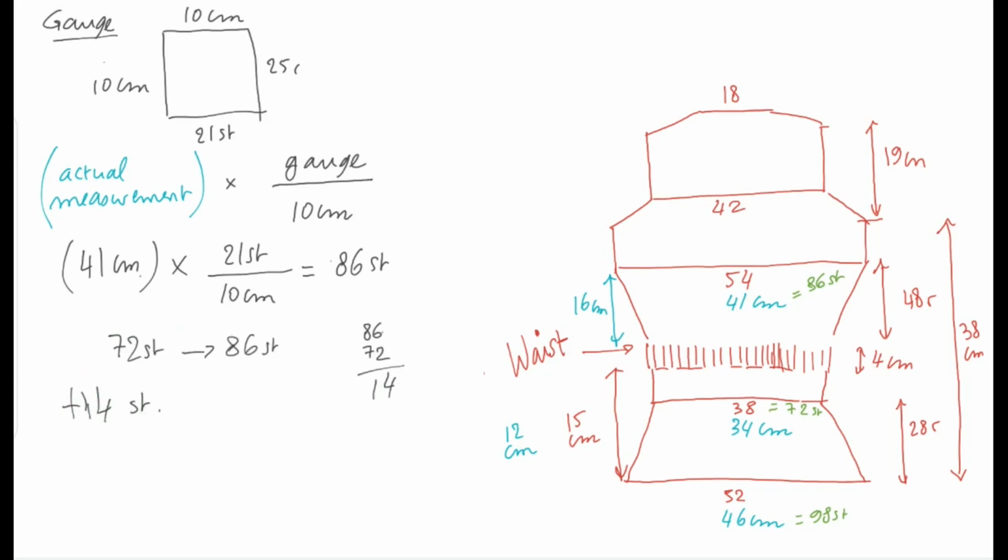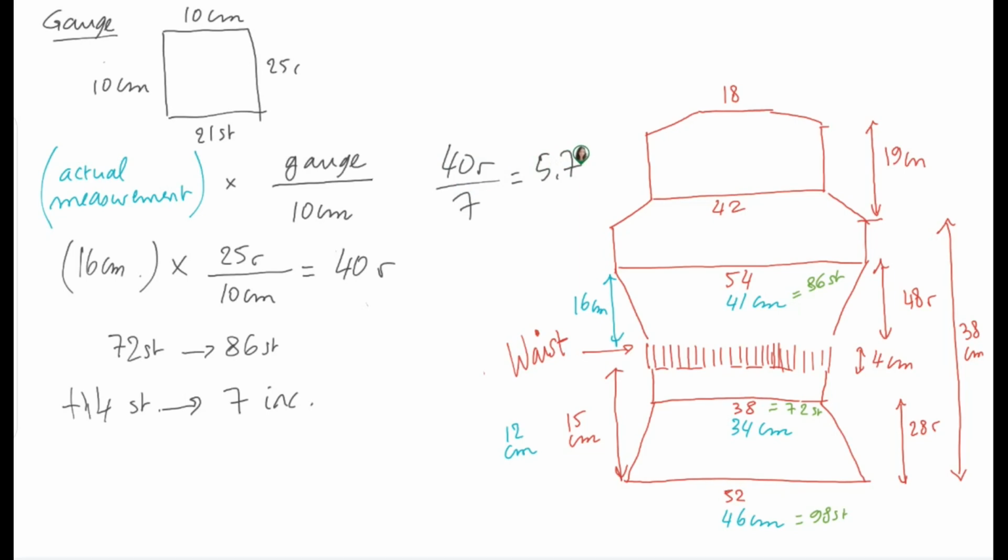How much height do we have? This must occur over 16 centimeters. How many rows is that? 14 stitches is going to correspond to 7 increase rows, because every increase row we actually add 2 stitches, 1 on each end. It's easy to forget. So as before, we're going to take our 40 rows, divide by 7 to see how often we need to work an increase row. We get 5.7, which works out to be roughly 6.